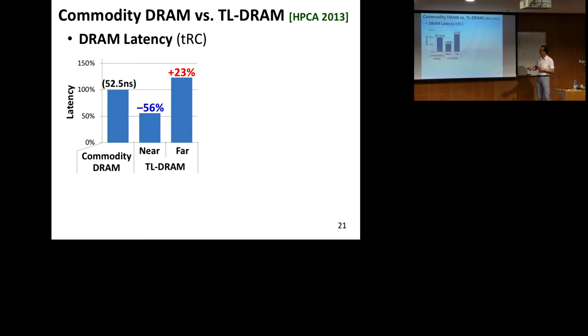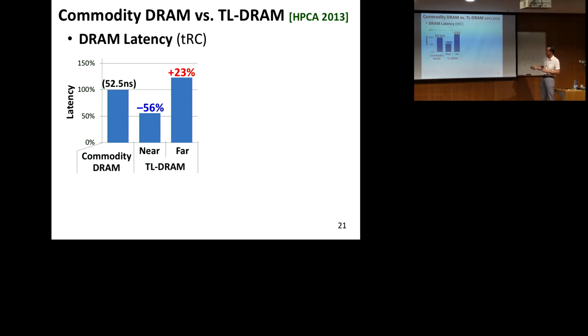OK, so what's the benefit? This is really 56%, even though this bar is wrong. It should be down 44 here. Yes? Yeah, the memory controller. I'm going to talk about the control a little bit. But let's take a look at the basic benefits of this.